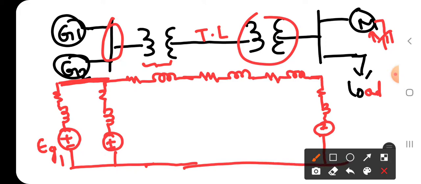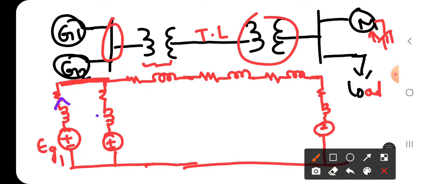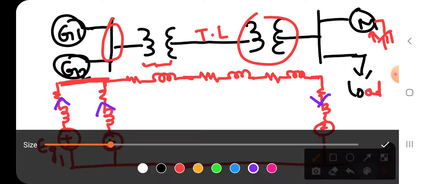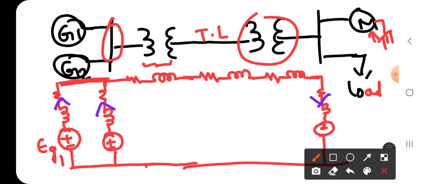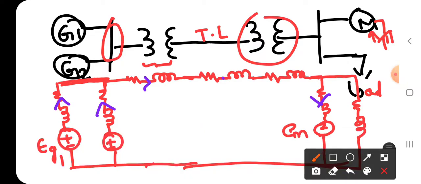Here you may have the doubt, sir, how can I differentiate the motor and generator? In the case of a generator, the direction of current is like this, whereas in the case of a motor, it will be in this direction. This is the back EMF of the motor, let it be EM. Similarly, the load can be characterized with load resistance and load reactance, and here also the flow of current is like this.